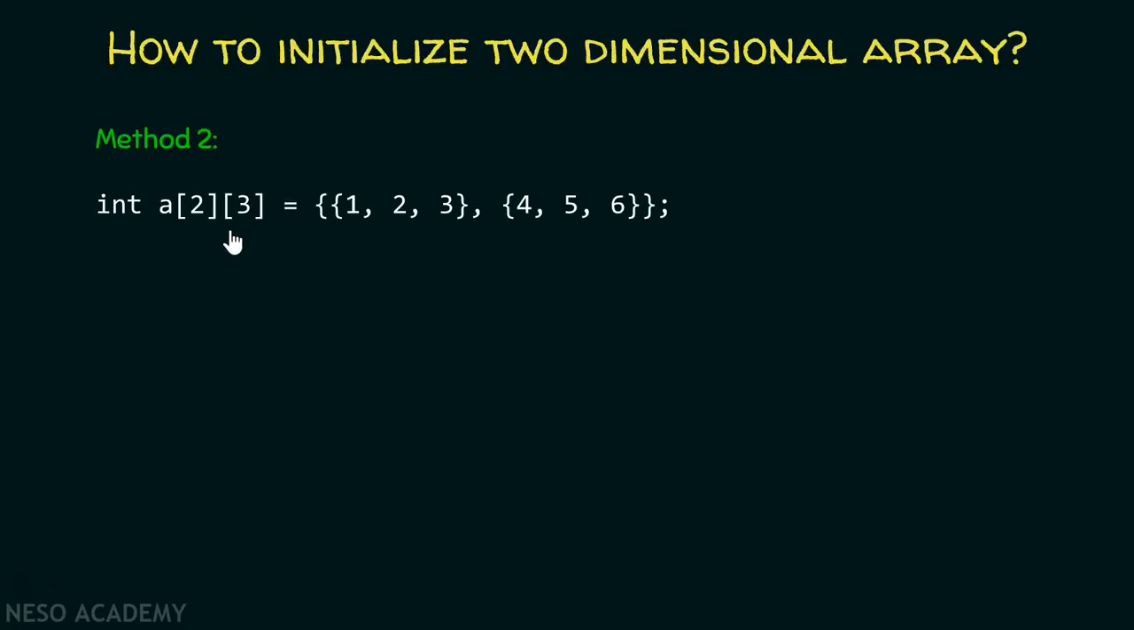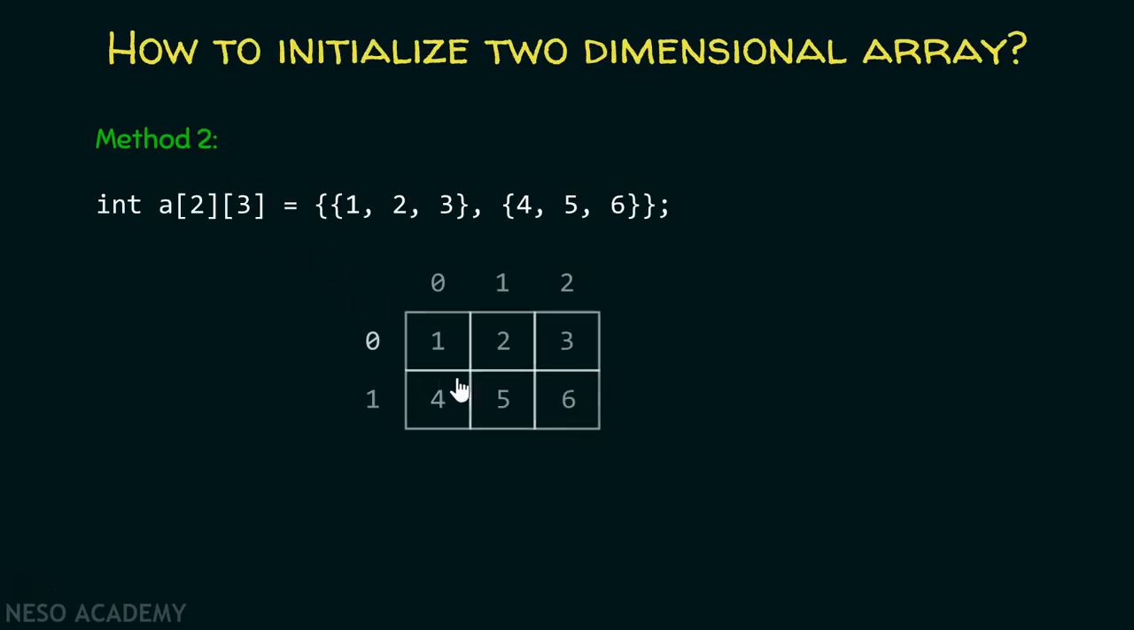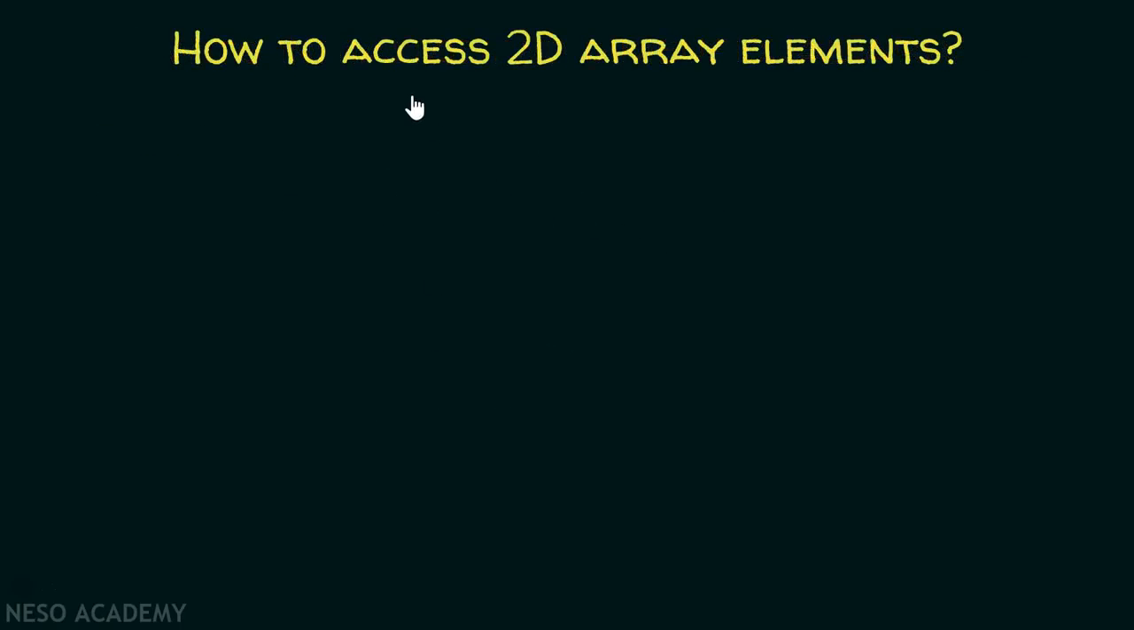And here is this method. This will also initialize this array in the form that we have seen previously. But the beauty of this initialization is we can visualize it properly. This depicts row 1 and this depicts row 2. Okay? Now after having a discussion on initialization, let's talk about how we can access 2D array elements.